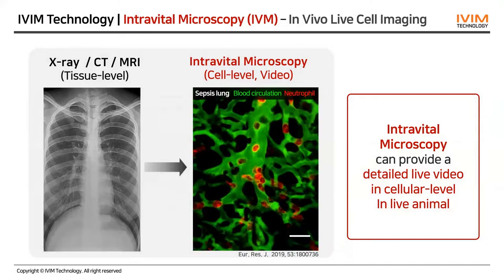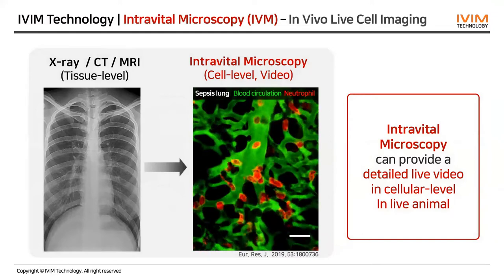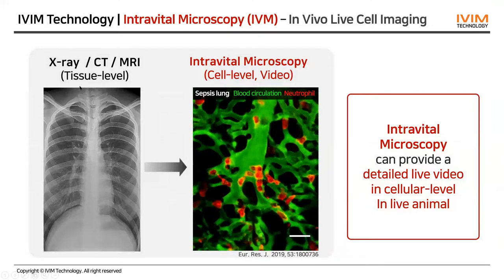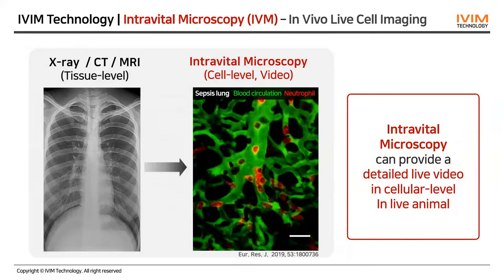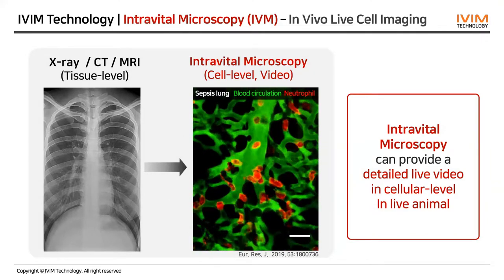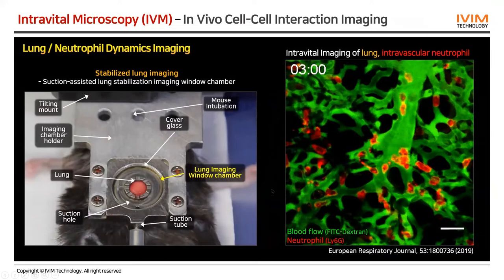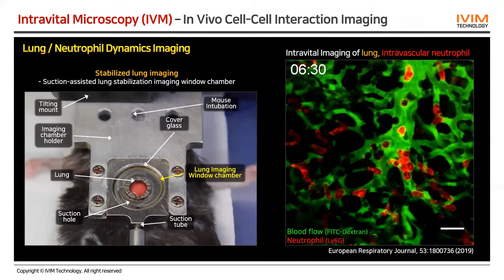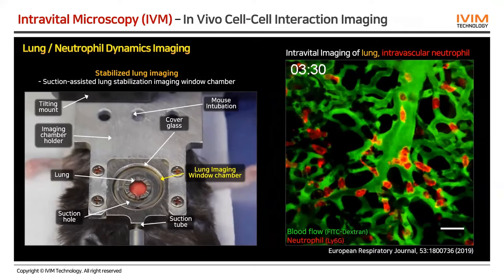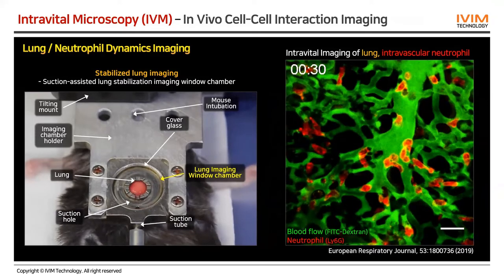Sorry about this glitch. So, intravital microscopy is a technique that can help you get a detailed live cellular level video in a live animal model. Compared to the conventional X-ray, CT, micro-CT, or micro-MRI, you can distinguish individual cells inside the living animal and see how they move in the real in vivo microenvironment, as shown in this video in the middle. So to begin, to give you some idea what kind of video and data we can obtain using intravital microscopy, I'd like to start with some examples of data obtained from live animals in vivo.